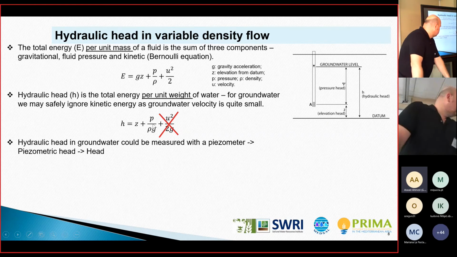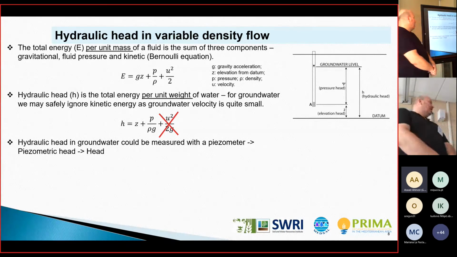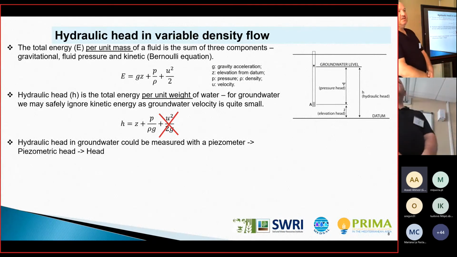And so sometimes we say piezometric head instead of hydraulic head, they are the same thing. Or simply we can say just head. Okay.